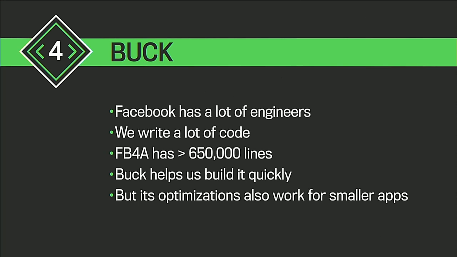We have a lot of engineers. They write a lot of code. The main Facebook for Android app has over 650,000 lines of code. That's a pretty conservative estimate. That's the number of executable lines of code in our production release build. So depending on how you count, that number could be higher. And Buck helps us build it quickly. But a lot of the optimizations that Buck does for our large app will also work for smaller apps. And I have some numbers on that in a little bit.